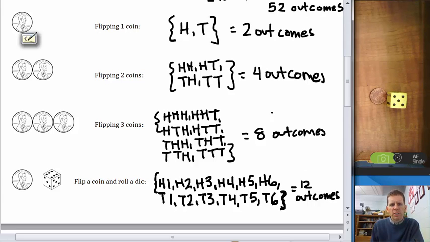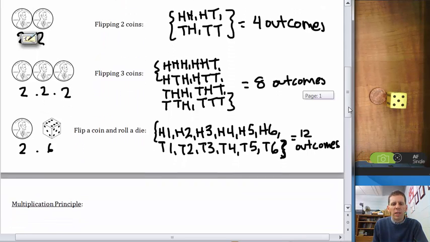Now, what you may have noticed is that for flipping two coins, there were 4 outcomes. It's sort of like there were 2 options for coin 1, and 2 options for coin 2. 2 times 2 is 4. Or for flipping 3 coins, there were 2 options for the first coin, 2 for the second, and 2 for the third. And if you multiply these numbers together, you get 8. Or 2 options for the coin flip, 6 for the dice roll, 2 times 6 is 12.